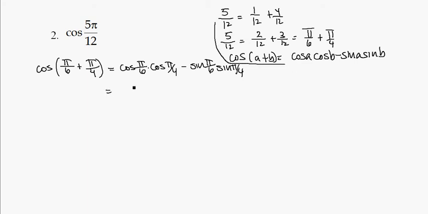Cosine of pi over 6 is radical 3 over 2 times radical 2 over 2 minus 1/2 times radical 2 over 2. So I get the square root of 6 minus radical 2 all over 4.